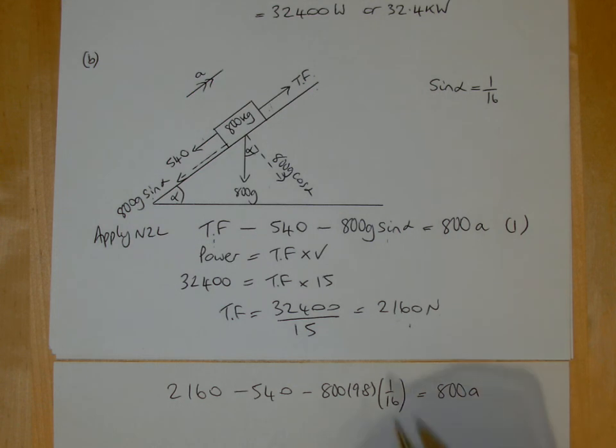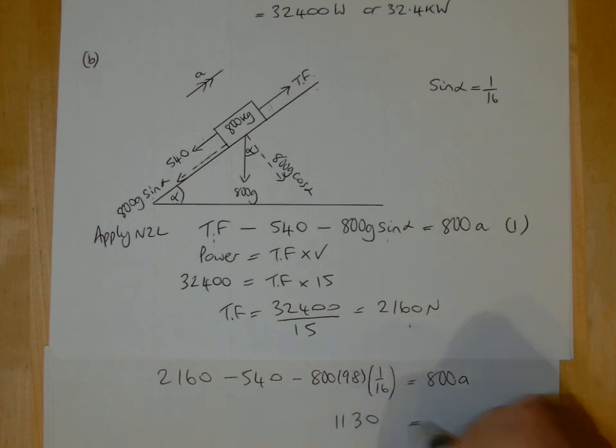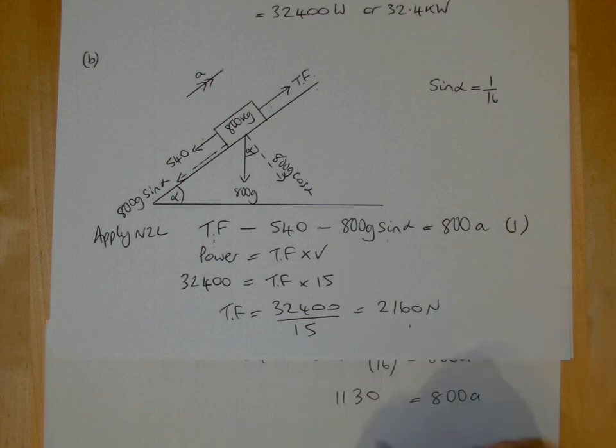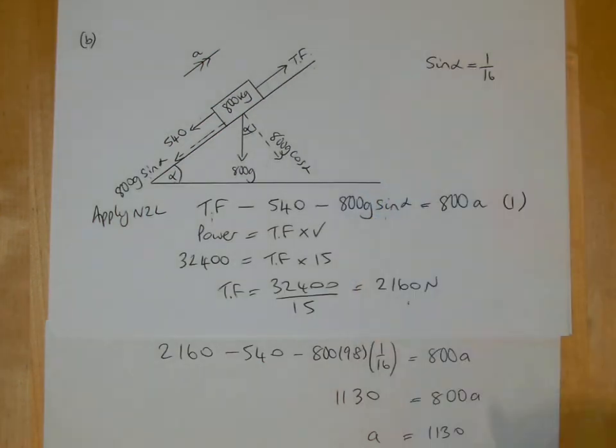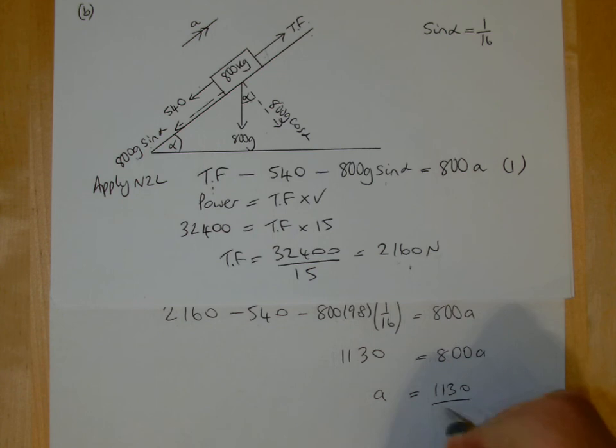If you work this out and do a bit of manipulation, take the 800 over and divide, all of this side works out to be 1130. Then of course take the 800 over, so you get 1130 divided by 800, which gives you an acceleration of 1.4125 meters per second squared.